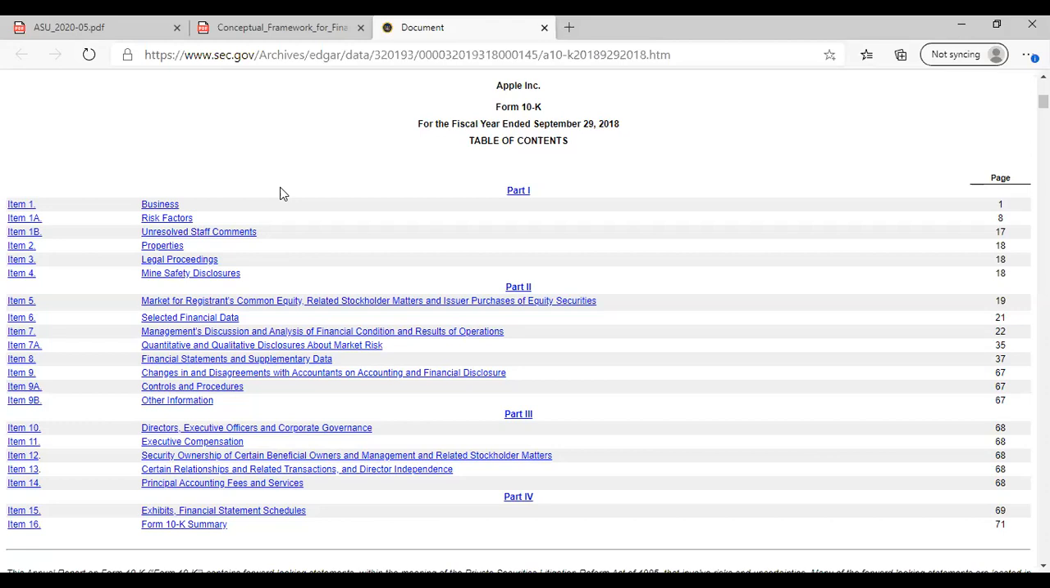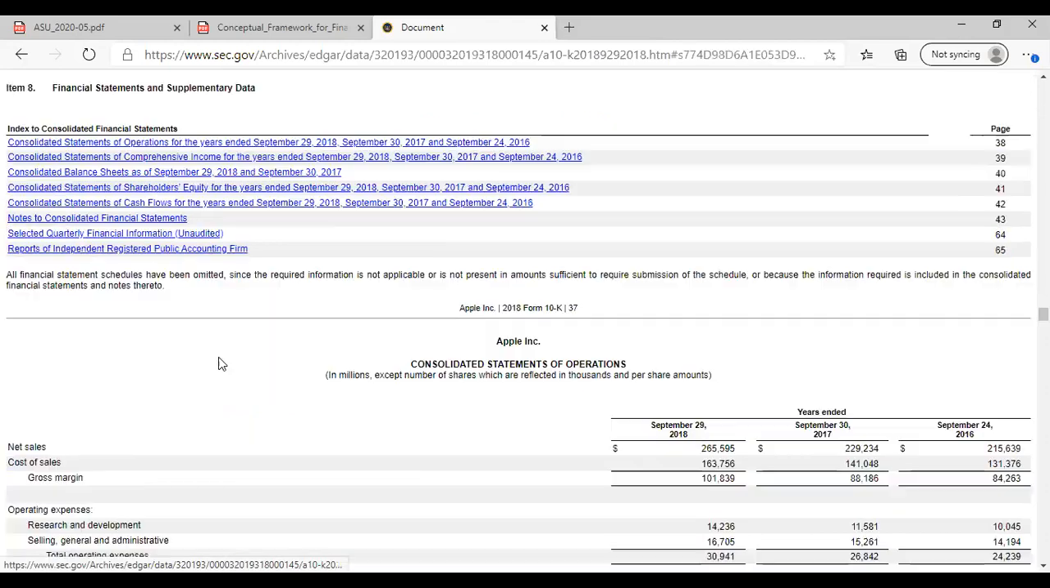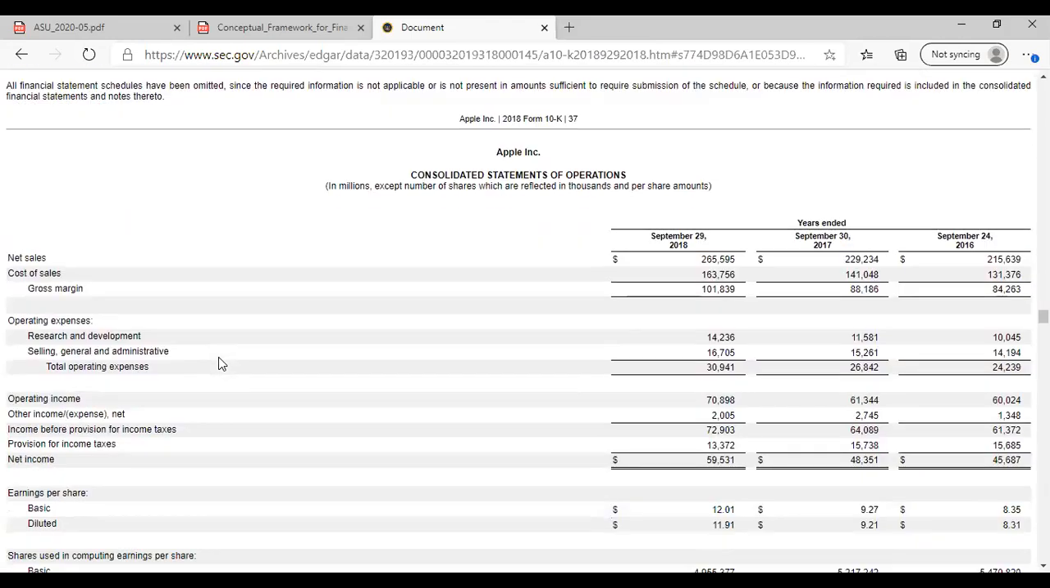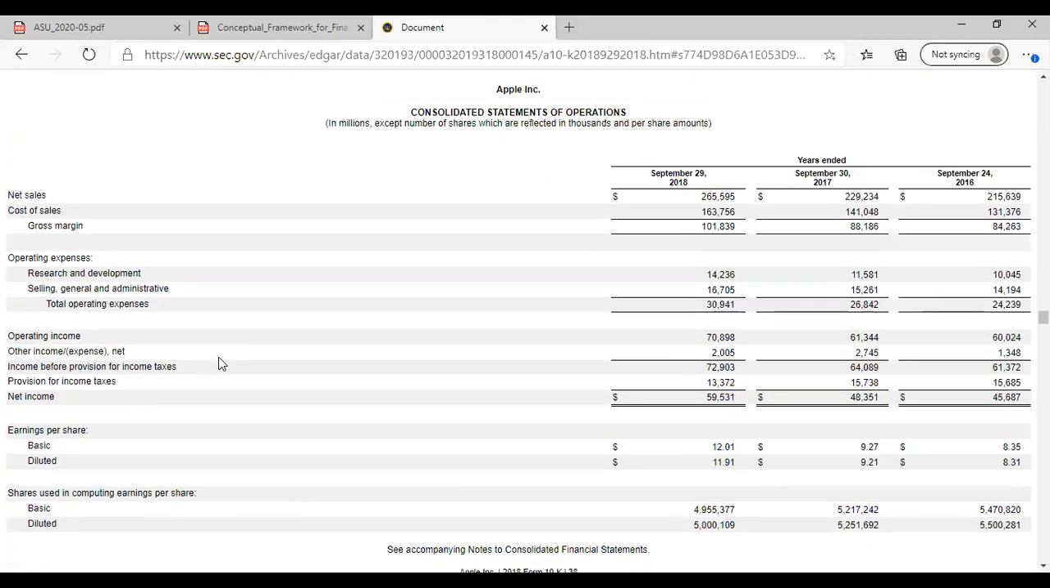So again, a lot of information here on the 10K. What I want to specifically show you guys, and what we'll be looking at more in depth as we go through our textbook, are the financial statements, right? So if we click here on the financial statements, that takes us right down to the income statement and the statement of shareholders equity and the balance sheet and the statement of cash flows, right? So here we're looking at a consolidated income statement. So this should look kind of familiar to you guys, right?